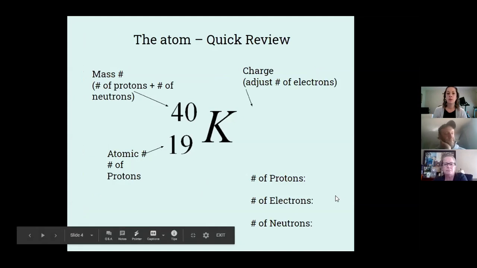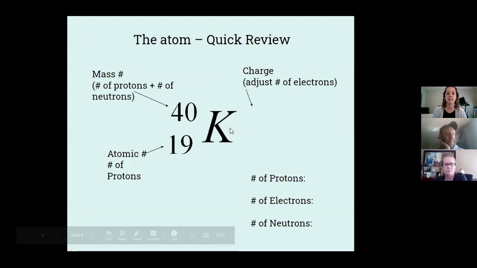So we're going to do a quick review of the atom next. We're going to start with this example. It's potassium. In the upper left corner, next to the potassium symbol, is the number 40. This number is the mass number. That's going to give us the number of protons plus the number of neutrons. In the lower left corner is the number 19. This is the atomic number and shows us the number of protons. If there was a number up in the right-hand corner, it would be the charge, and that would tell us how to adjust the number of electrons.